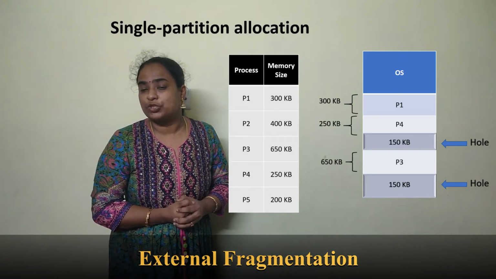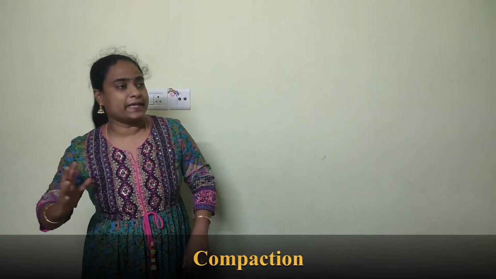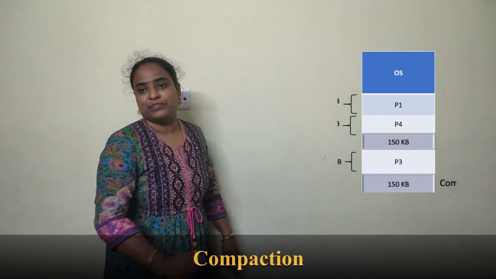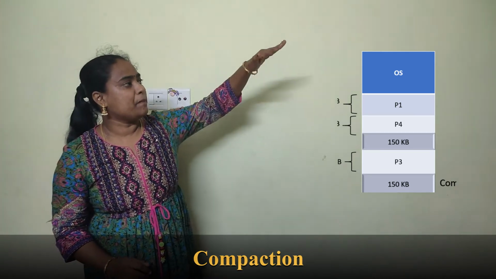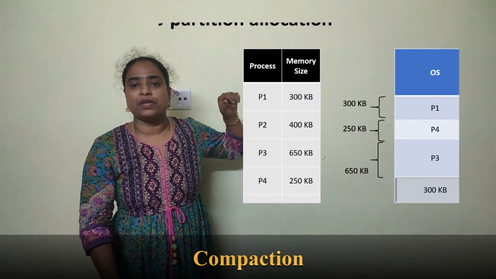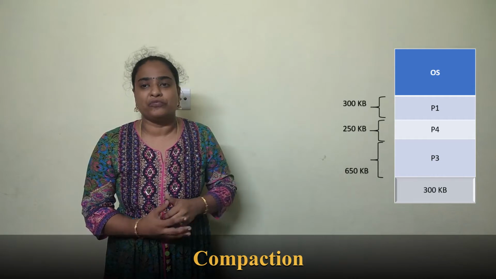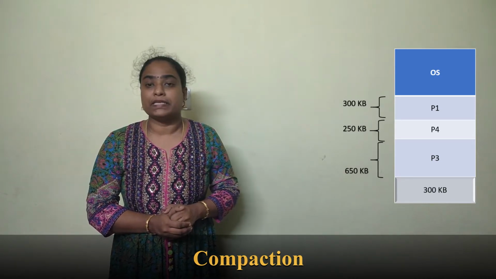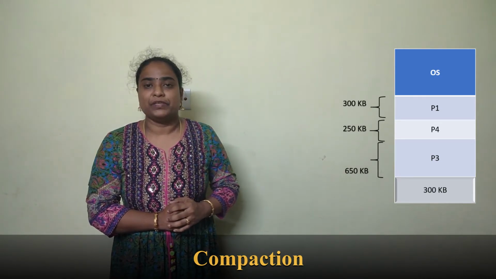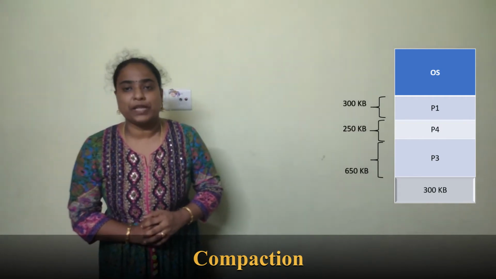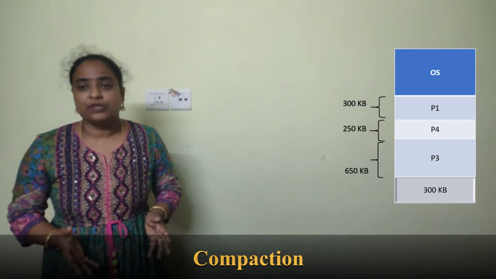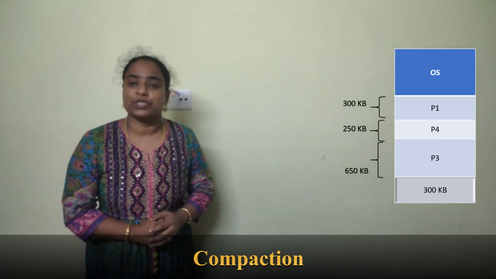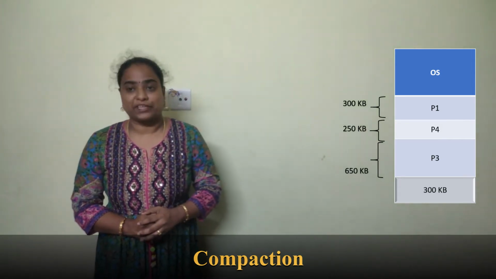How to overcome the situation? We call it compaction. So what is compaction? Moving all the used memory and unused memory to one end of the memory, we call it compaction. So this single partition allocation will leave the memory with fragments. We can overcome this particular situation by using compaction.